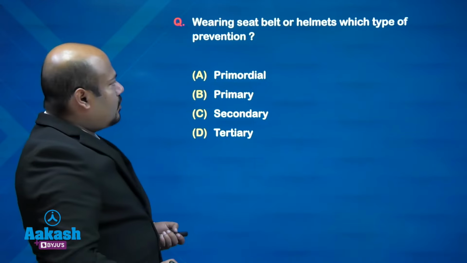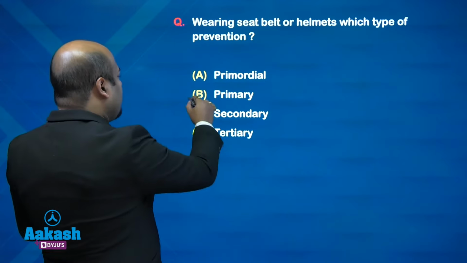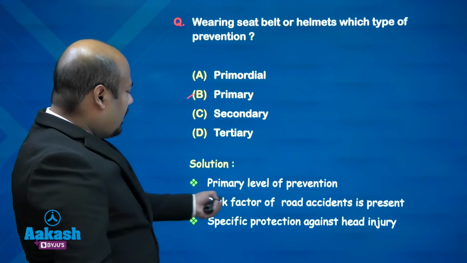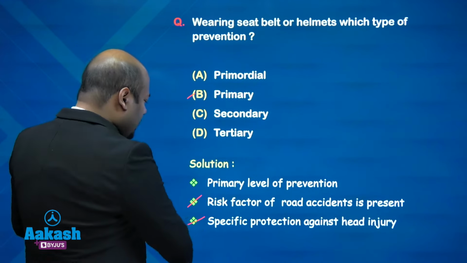Wearing seat belt or helmets, which type of prevention? What is the answer? So risk factor is there, risk factor of road accident is there, so it will be what? Primary level of prevention. Primary level of prevention, risk factor of road accident is present, okay? So it's a specific protection against what? Head injury.